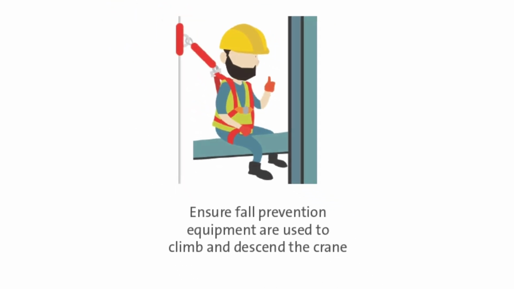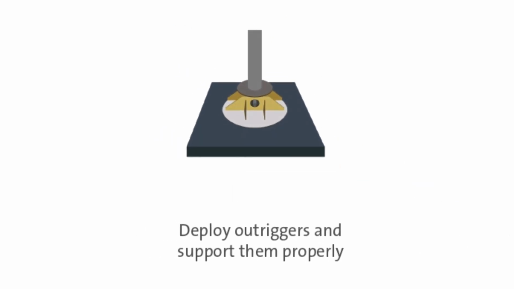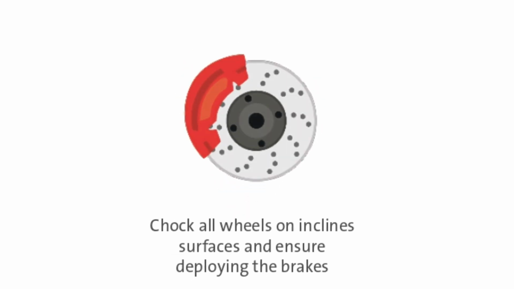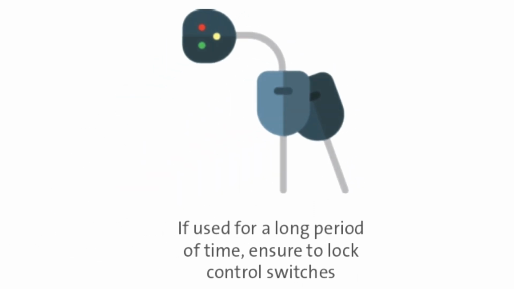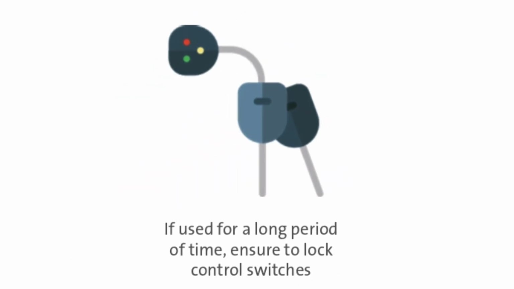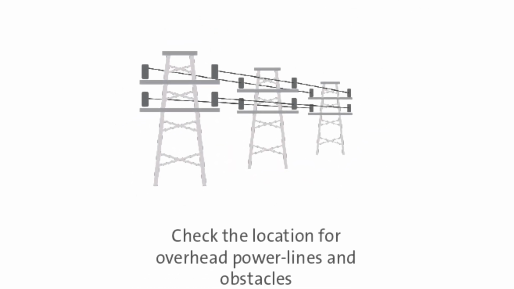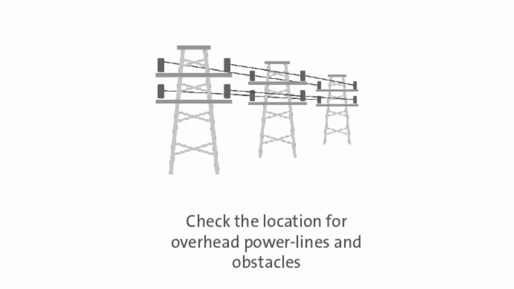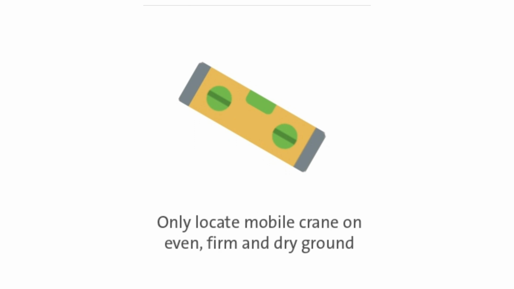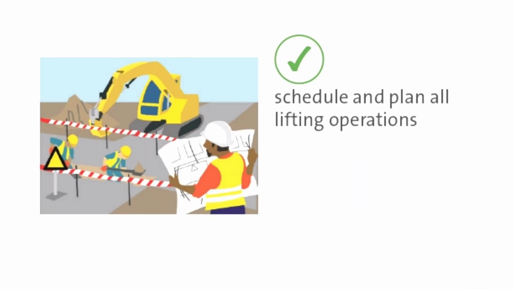Ensure fall prevention equipment is used to climb and descend the crane. Deploy outriggers and support them properly. Chock all wheels on inclined surfaces and ensure deploying the brakes. If used for a long period of time, ensure to lock control switches. Check the location for overhead power lines and obstacles. Only locate mobile crane on even, firm and dry ground.